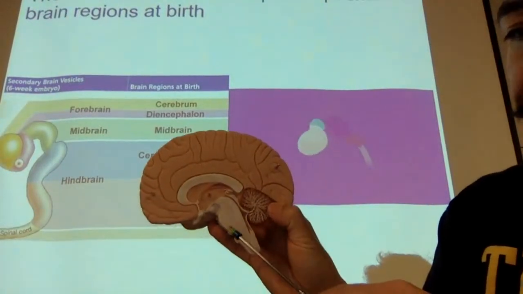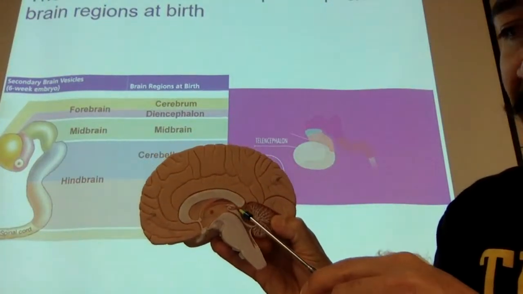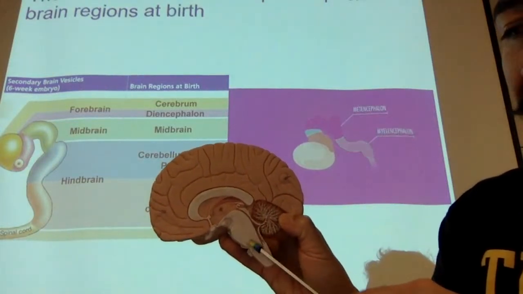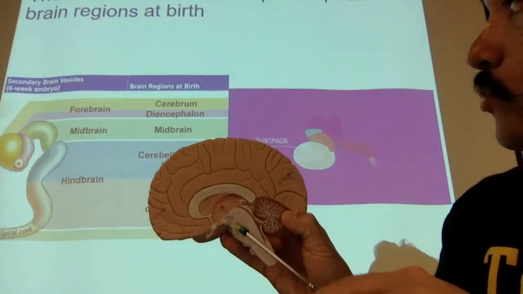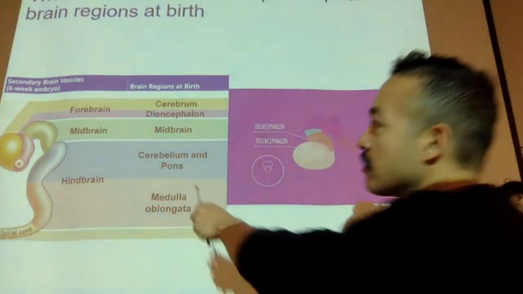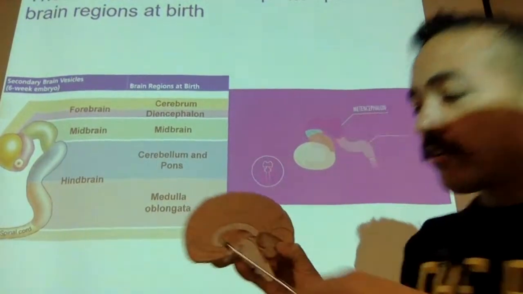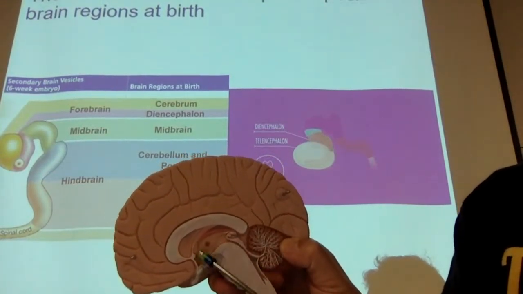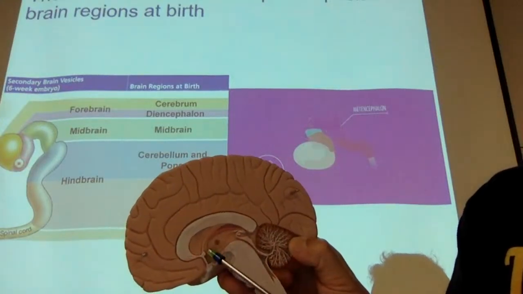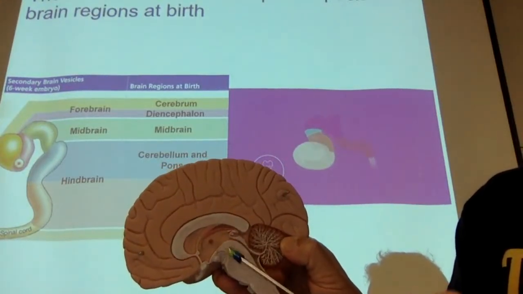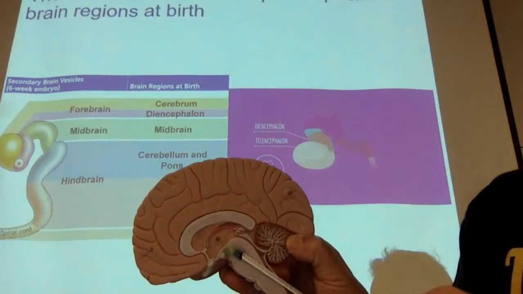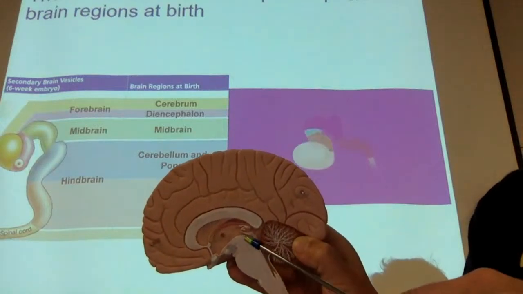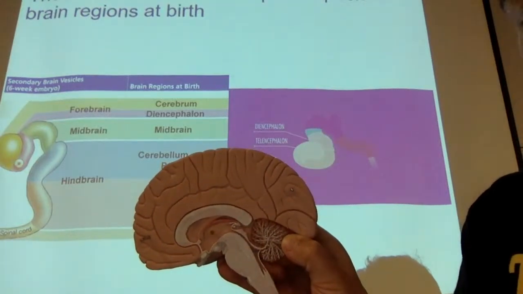How do you find the midbrain? The midbrain is this narrow, small region here. How do I know that this is it? See this round bulge here? The round bulge is called the pons. So look for the round bulge, and look for where the third ventricle is in the diencephalon. Between the third ventricle and the pons, this narrow region here, that's midbrain. You can even see these two little bumps here. Those two little bumps are part of the midbrain. We'll get to what they're called later.